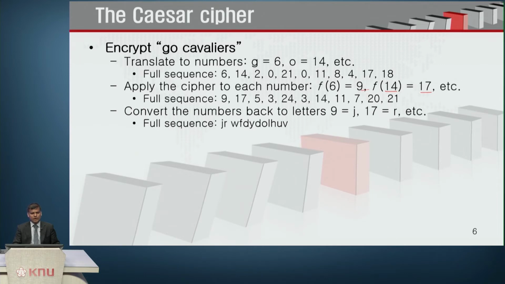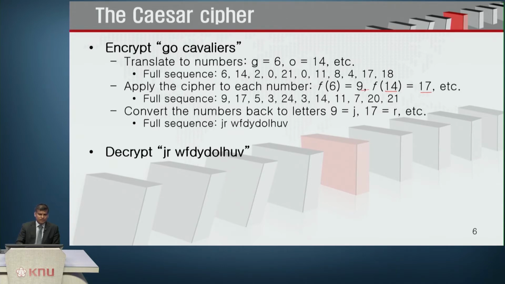Well, let's see how we can convert. If you convert these numbers back into letters, for 9 you have J, for 17 you have R. So it's the full sequence of letters. Originally it was Go Cavaliers, and after encryption the sequence becomes JR WFDY DOLHUV. It doesn't make any sense as such. Well, that's your encrypted message, and you can in fact decrypt the same message.